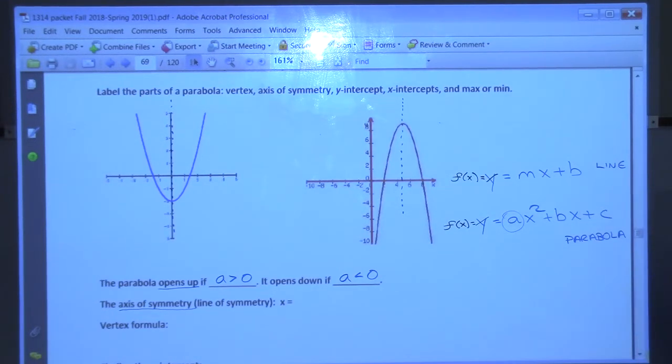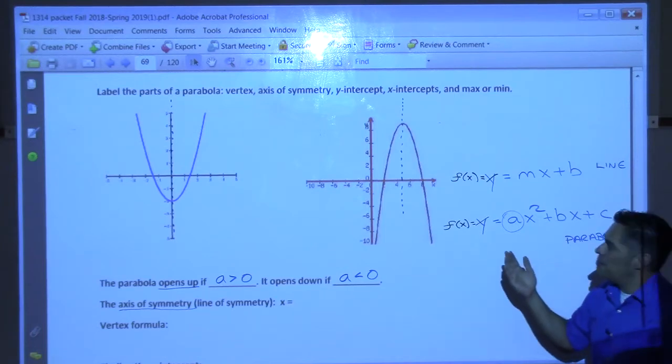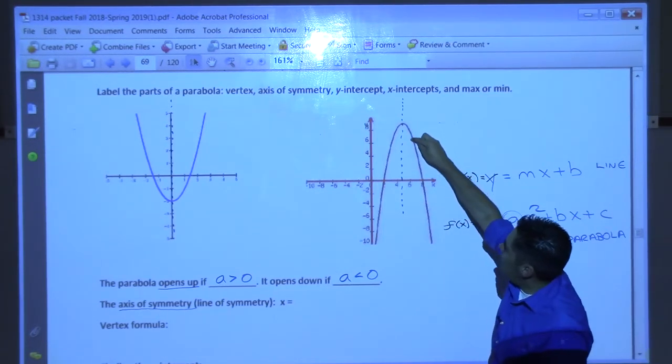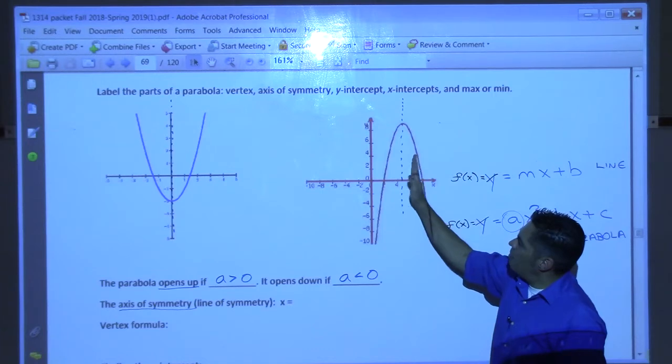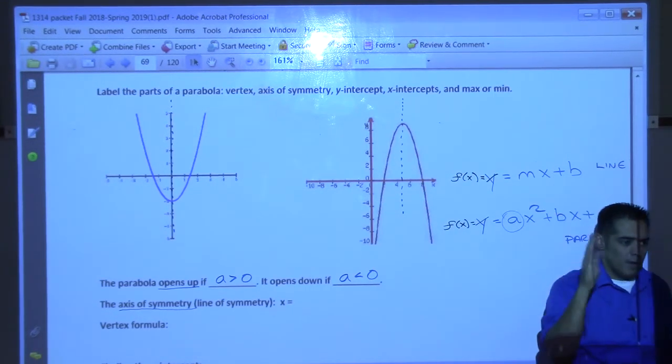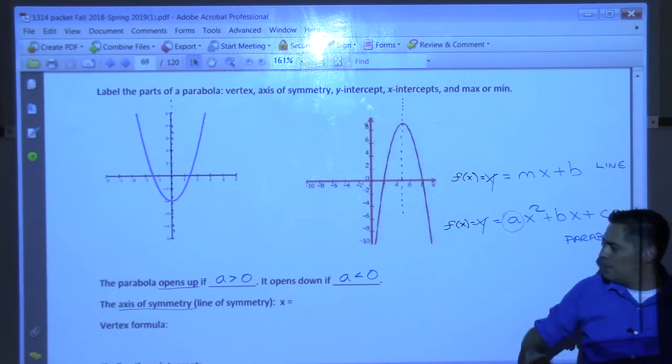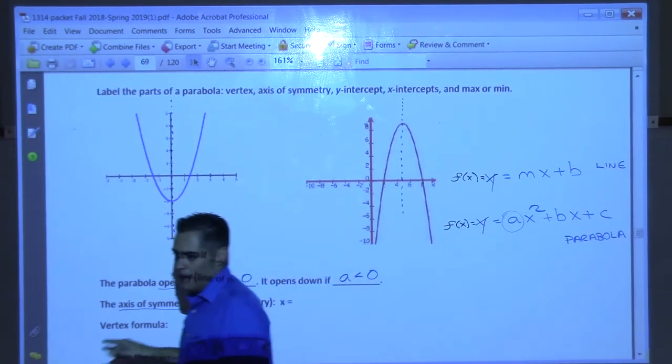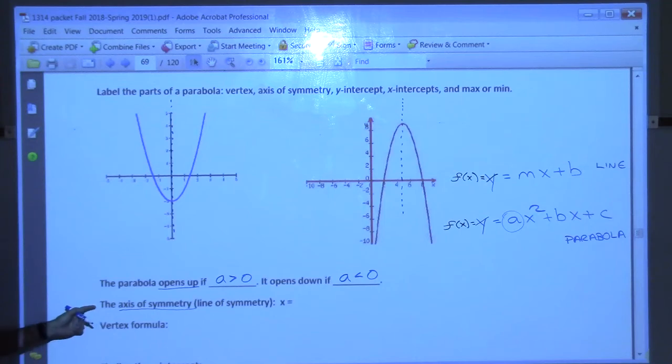All right? And the reason it's called that is because if you were to take, let's say, the right side of this and reflect it over that line, it would land right on the other side. So it's a mirror image of itself over that line. It's symmetric. So we call that the axis of symmetry. And there's an easy way to find what that line is.